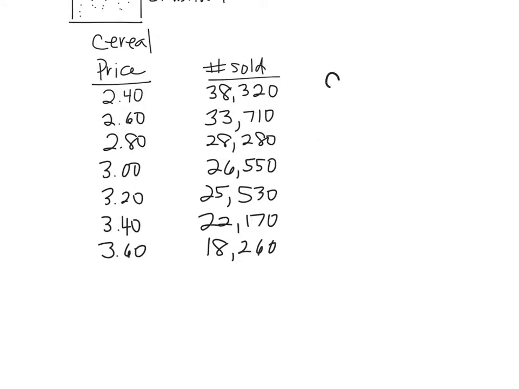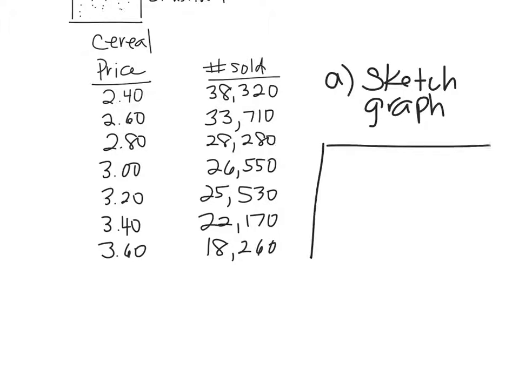So our first part, part A, is we're going to sketch a graph of the scatter plot. Give yourself a window. And then we also want to say what the window range is.